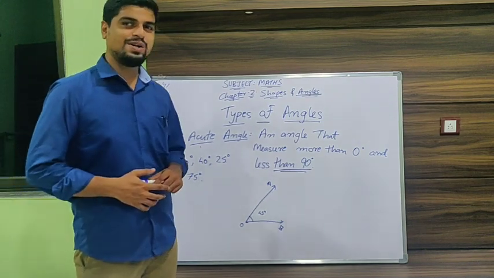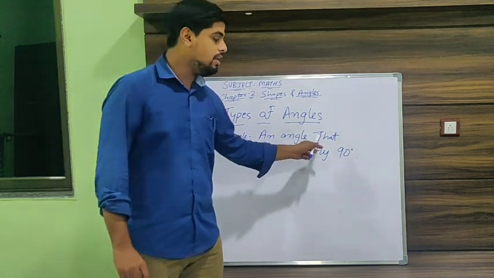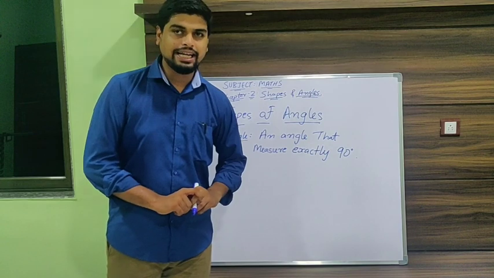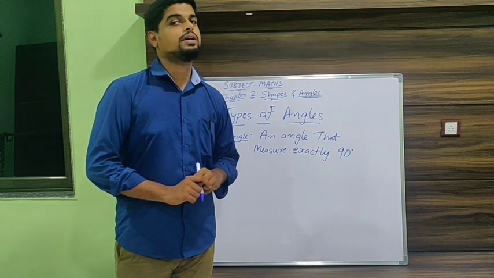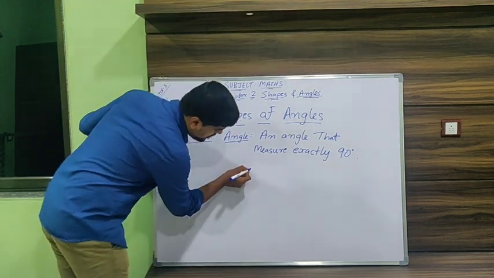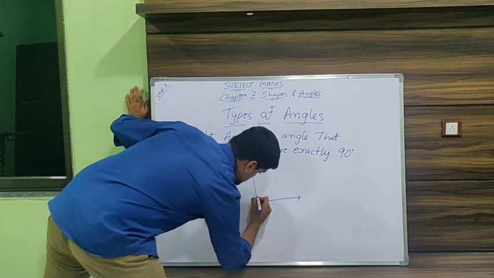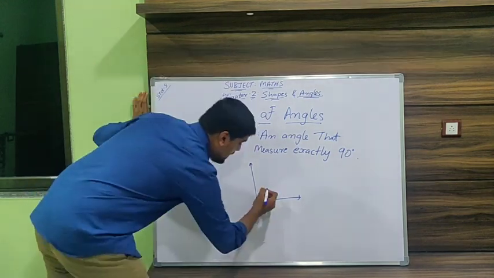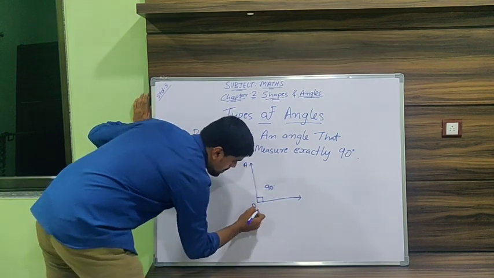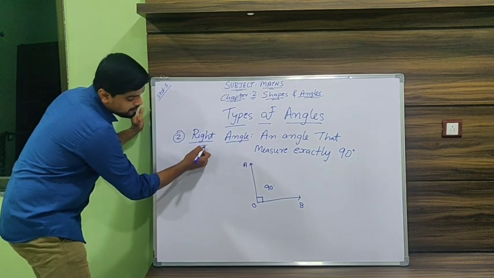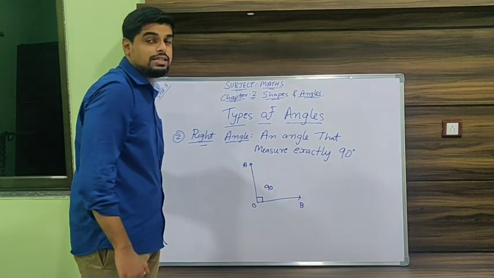Okay, very good. The next type is the right angle. An angle that measures exactly 90 degrees. There are some angles which are exactly 90 degrees. Such angles are known as right angles. Let's take an example. If I draw like this, this angle will be 90 degrees. Such an angle, whose value is exactly 90 degrees, is known as a right angle.